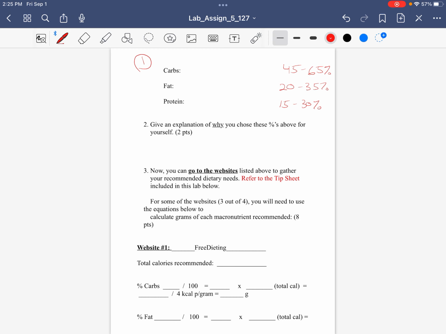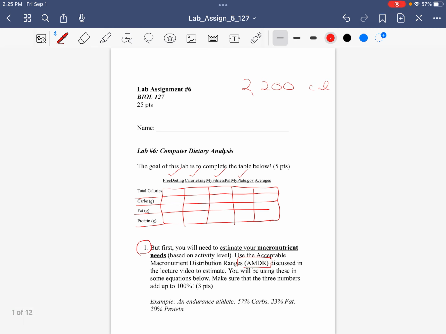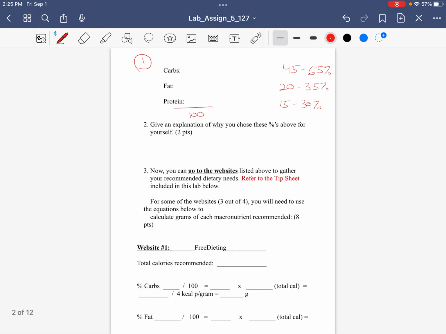What I'm asking you to do is to pick a number for each. Make sure that your 3 numbers add up to 100. I've given you an example on a previous page, so I'm going to go back. If I was using an endurance athlete, for example, I might pick 57% carbs, 23% fat, and 20% protein. 57, 23, 20. When I do the math, that does add up to 100. Make sure that your numbers are between these ranges.